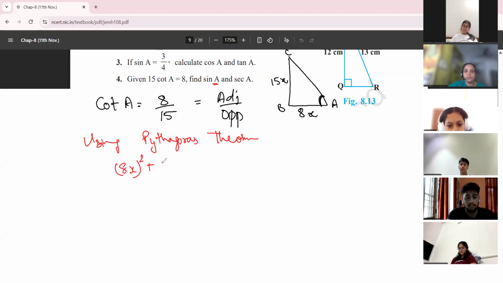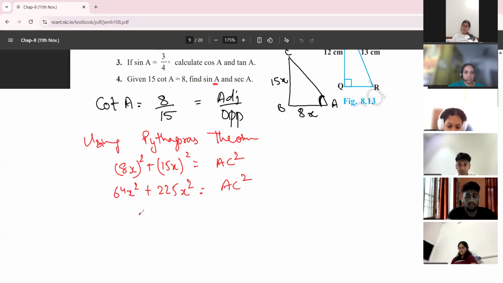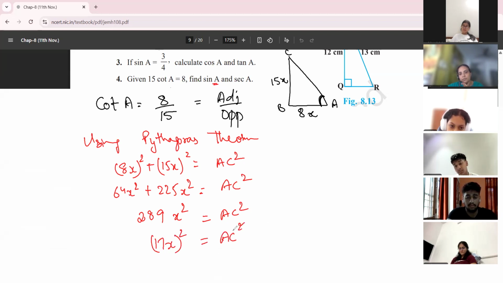So using Pythagoras theorem, 8x whole square plus 15x whole square is equal to AC square, which is 64x square plus 225x square is AC square. What is this? 289x square is AC square. This is 17 square, no? So yes, this means 17x whole square is AC square. Square gone, AC is 17x. Right or not?